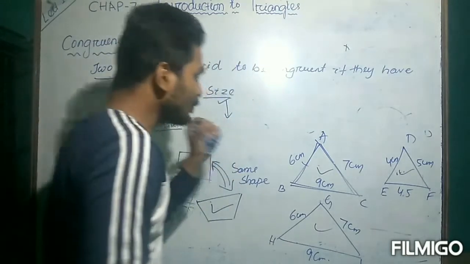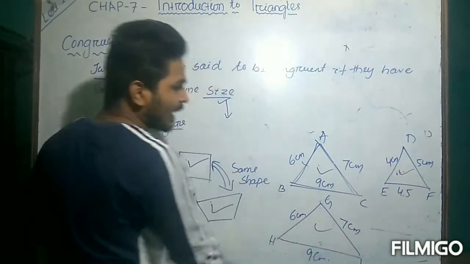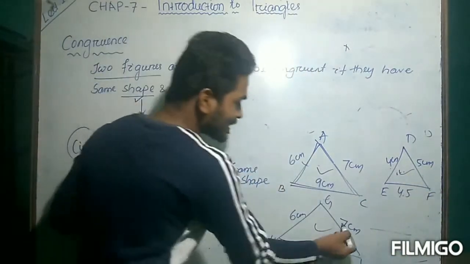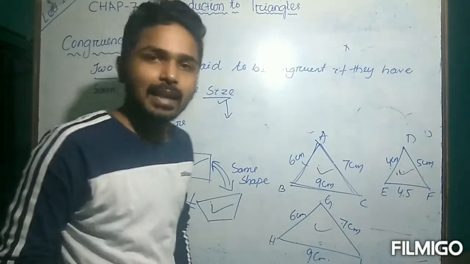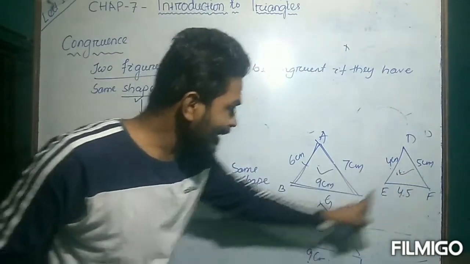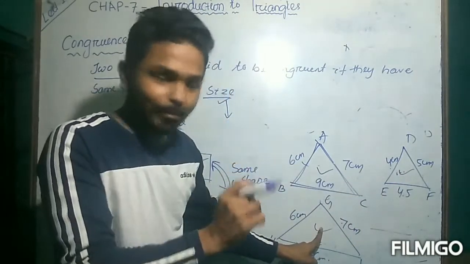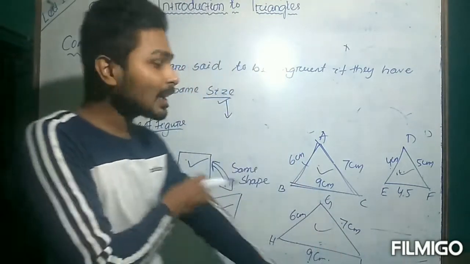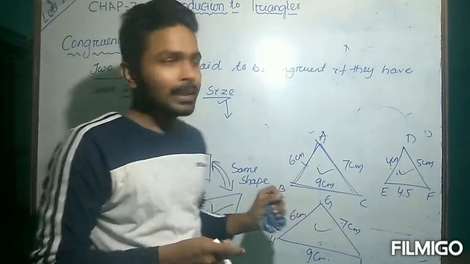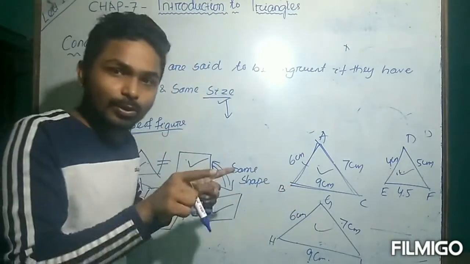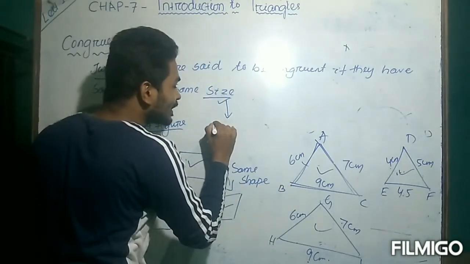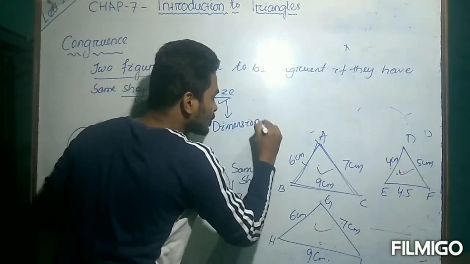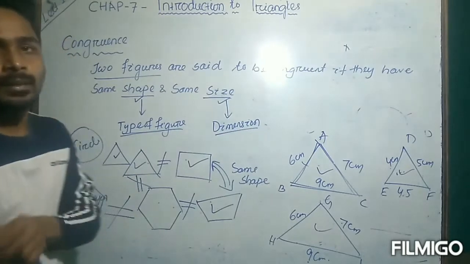Okay? Similarly, if you consider this triangle with this triangle, it has 4, 4.5 and 5 as sides, but it has 7, 9 and 6 as sides. So these two triangles, though they have same shape, do not have same size because their sides are not equal length. So the size refers to what? It refers to the dimension.